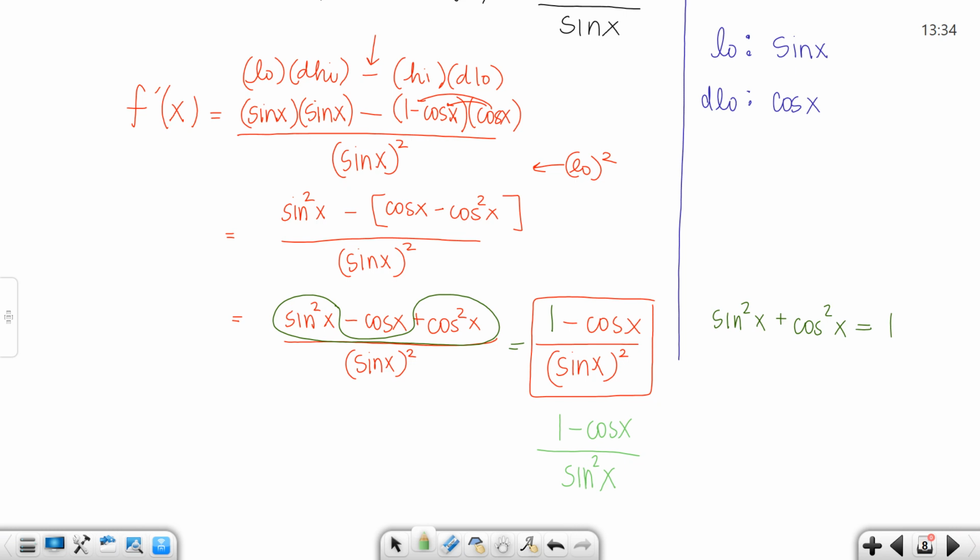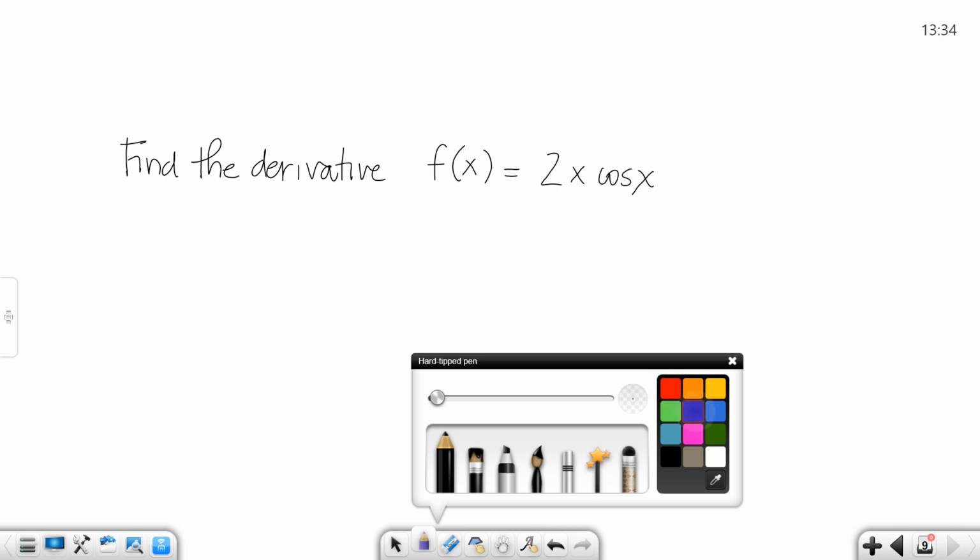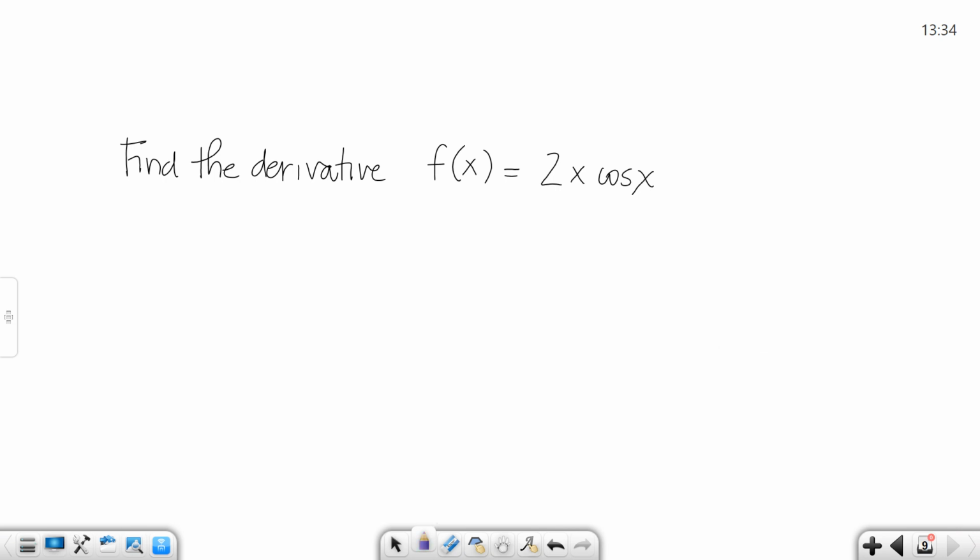Let's do one more product rule. So I recognize this one to be a product rule. Here's my function 1, and here's my function 2. Okay, so function 1 is 2x. The derivative of 2x is just 2. Function 2 is cosine x. The derivative of cosine x is negative sine x.